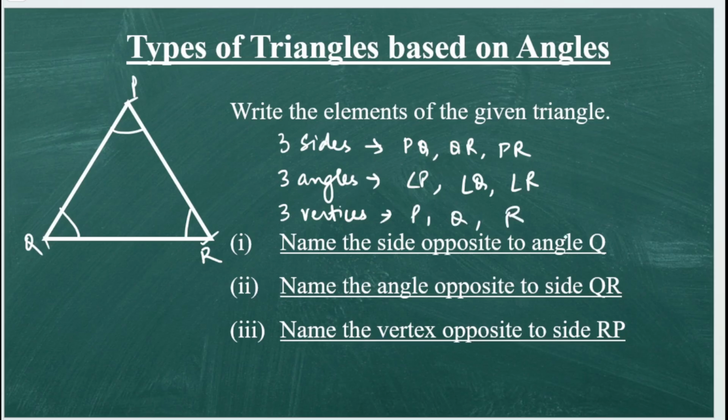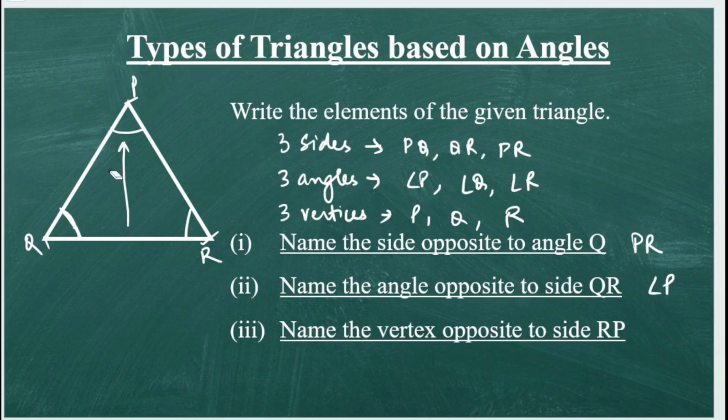Name the side opposite to angle Q. Look at this angle Q. Which is the side opposite to angle Q? Means look at this side. So it is PR. So the side is PR. Name the angle opposite to side QR. So look at the side QR. The angle opposite to side QR is angle P.